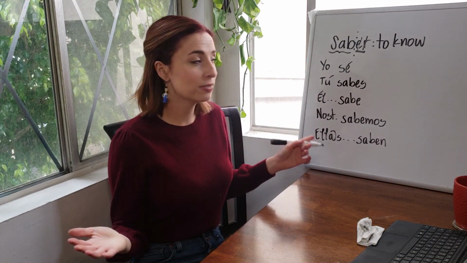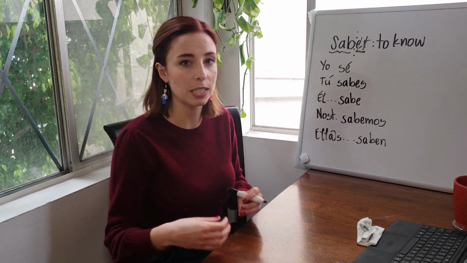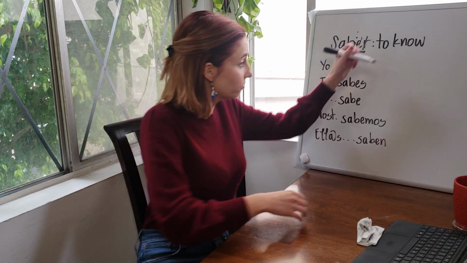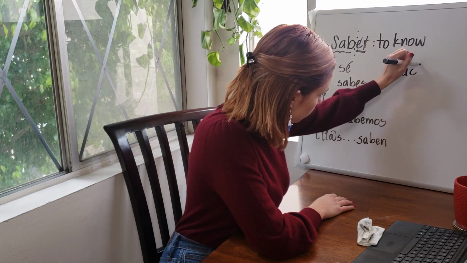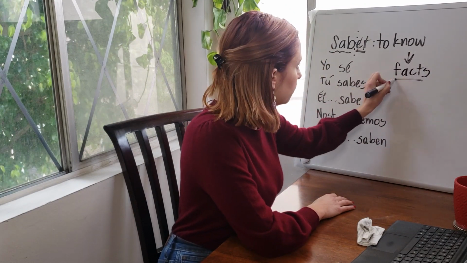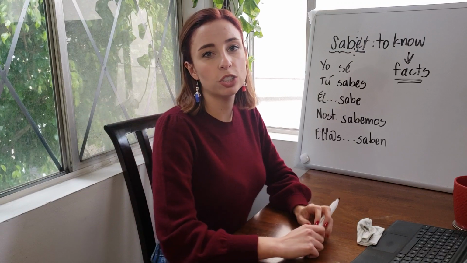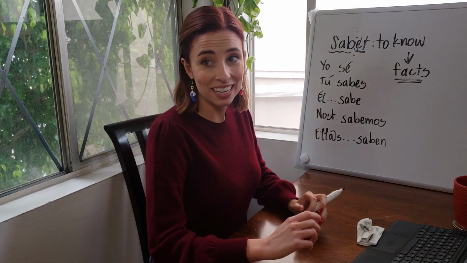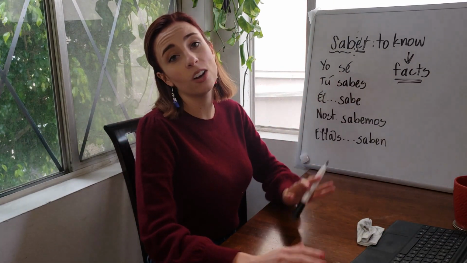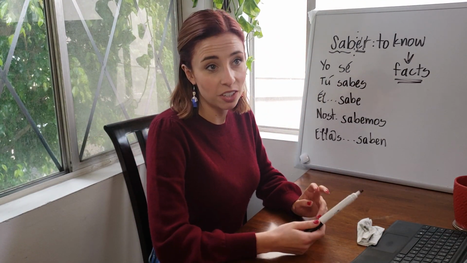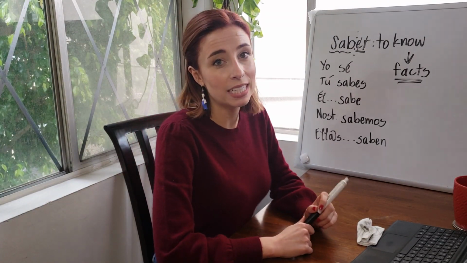But what do you know? Saber is used for very simple things that are possible to know, like facts, processes, things that are really logical to follow. So if I want to say I know how to cook enchiladas, I would say yo sé cocinar las enchiladas. I know how to cook enchiladas. It's a step-by-step process and it's pretty simple.